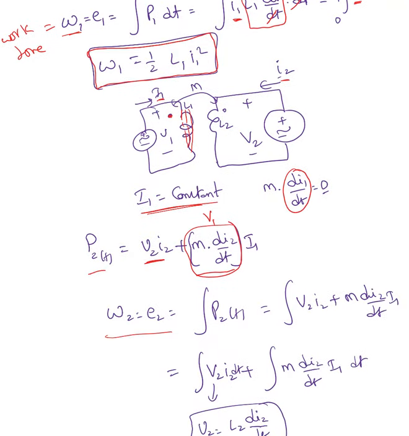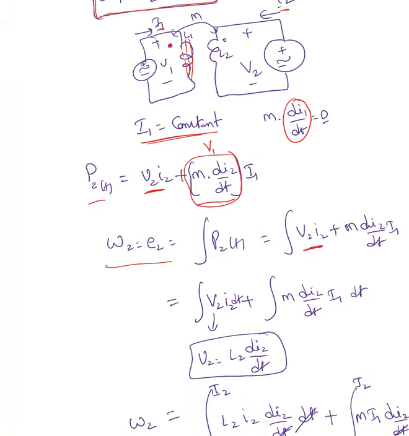So the total power consumed by coil 2, P2, equals V2 I2 plus M times di2 by dt times I1. I'm going to separate these two. V2 I can write as L2 times di2 by dt, plus M times di2 by dt times I1.